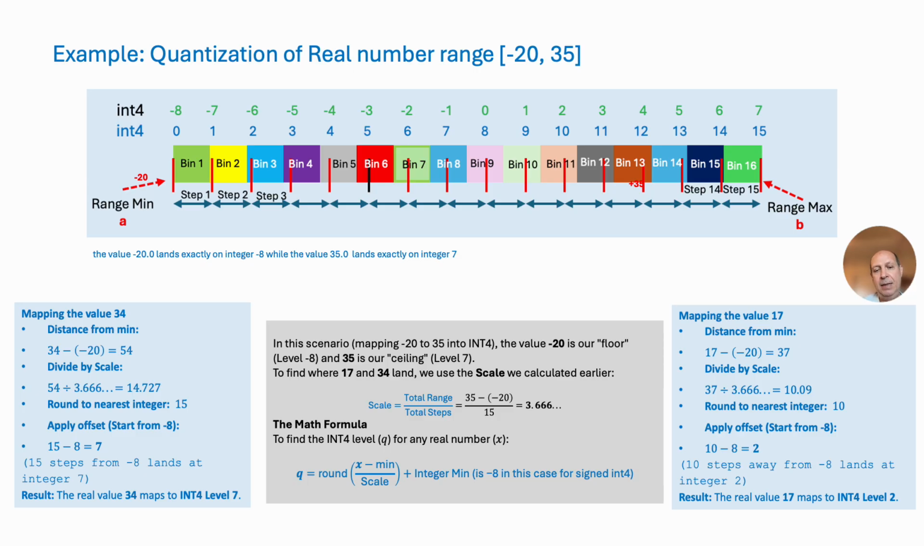Okay? Let's do another example. Mapping the value 17. Again, we calculate the distance from the minimum. So it is 17 minus -20. So 17 plus 20 is equal to 37. We divide it by the scale, which is 3.666. We end up with 10.09. We round it to the nearest integer. It is 10. And then we apply the offset, how far it is from the minimum. So 10 minus 8 is 2. What this means is that the number 17 will map to quantization level 2.